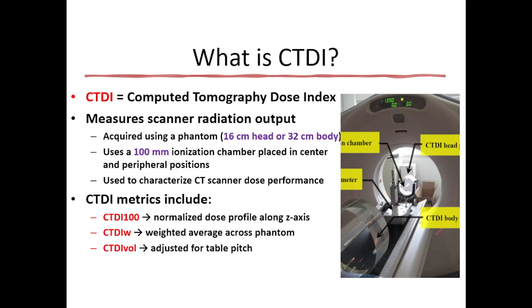There are a few different CTDI metrics you'll see. CTDI 100, which is the normalized dose profile along the z-axis. CTDIw is the weighted average across the phantom. And CTDIvol, which adjusts for the table pitch during helical scanning. We'll go into those next.